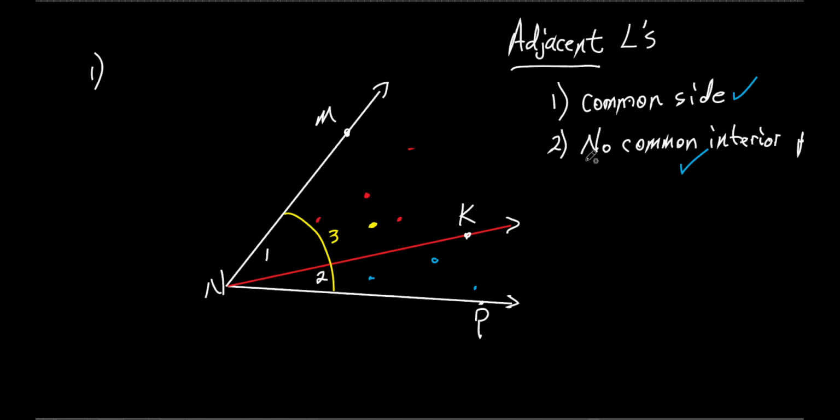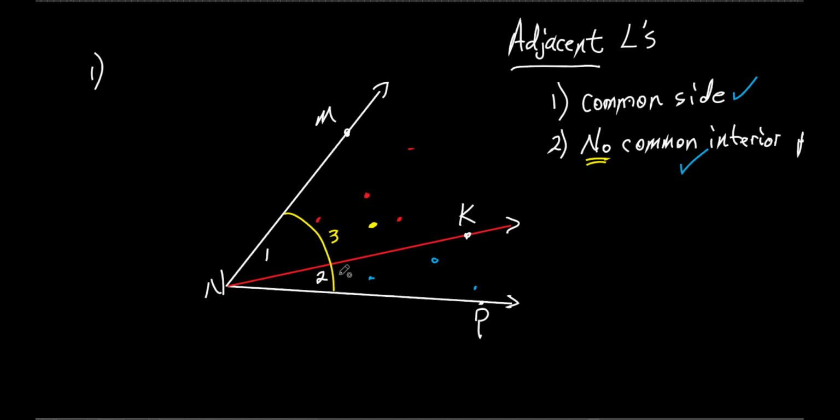All right. What does this say? It says no common interior point. So is big angle 3 an adjacent angle to angle 1? No. If they overlap, and that's what's happening, isn't it? Angle 3 is kind of overlapping angle 1, and it's overlapping angle 2. You see it? If they overlap like that, then they are not adjacent angles. All right?